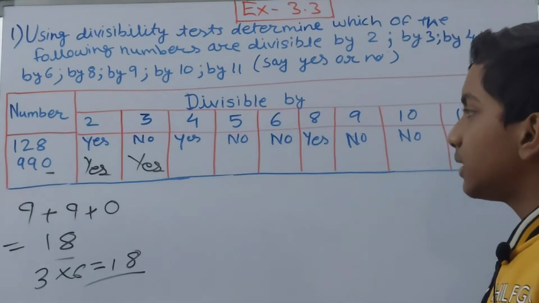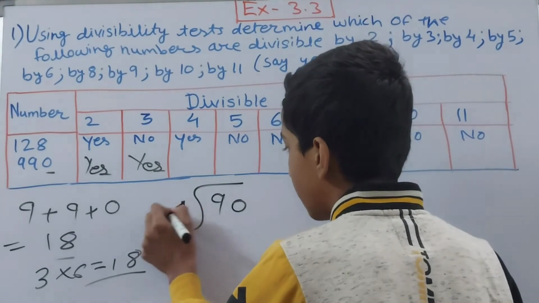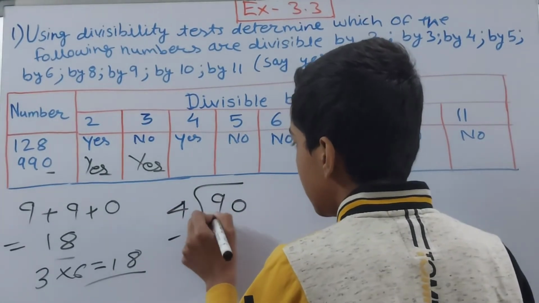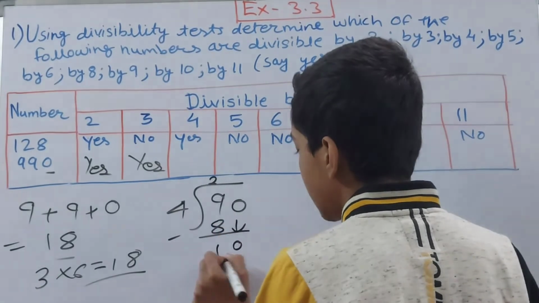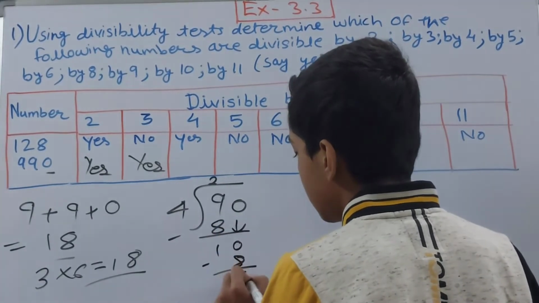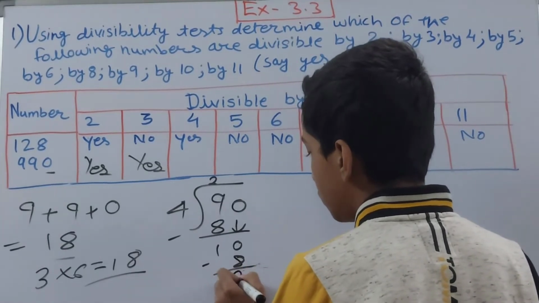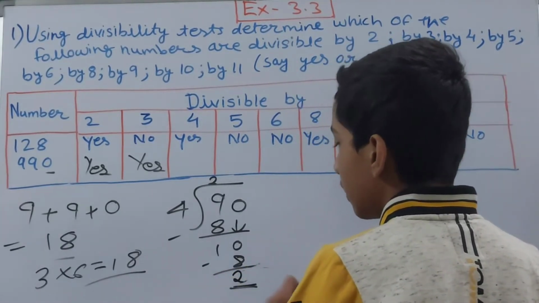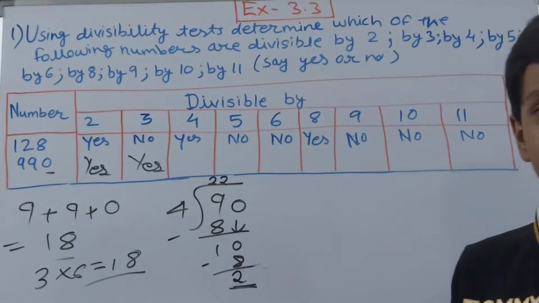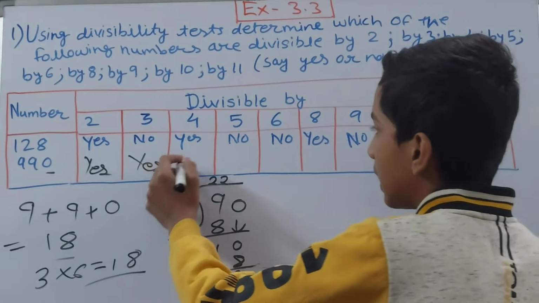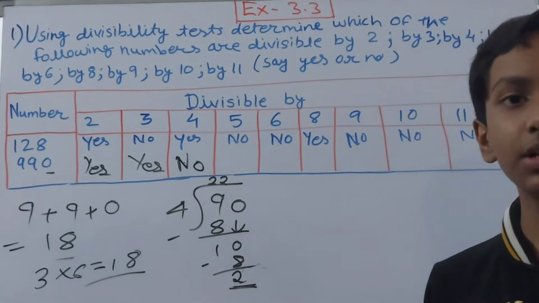In 990 the last 2 digits are 90 and you divide that by 4, so 4 times 2 is 8, minus 8, you have 1 and this 0 comes down, 10, 10 minus 8, we are left with 2, right? Now here we will put 2, so you can see it is not completely dividing it. That means that this number 990 is not divisible by 4, right? So we will write no.